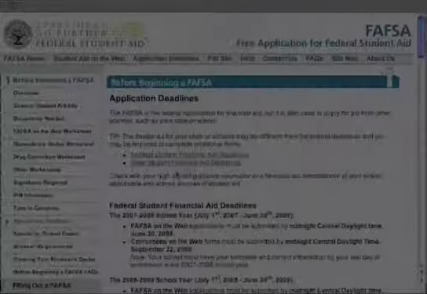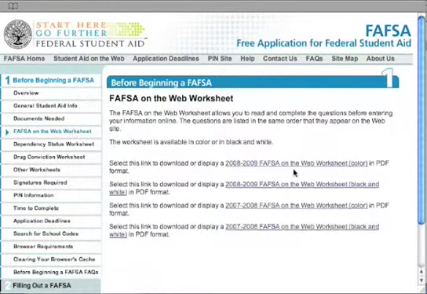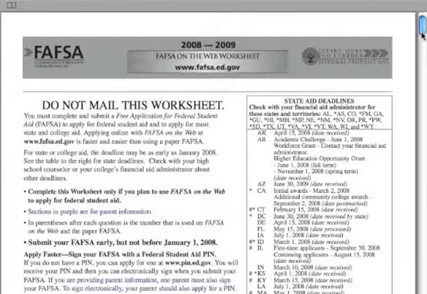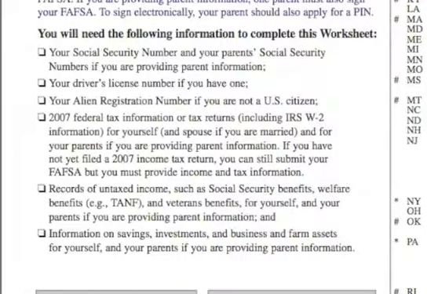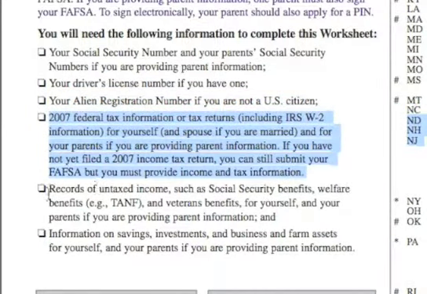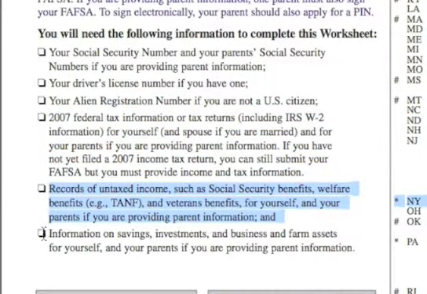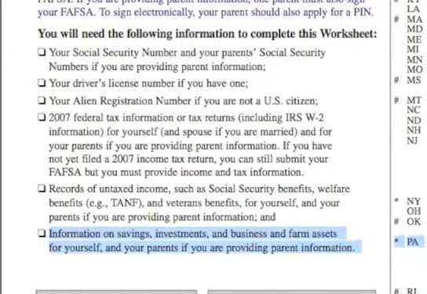So now let's go into the 2008-2009 FAFSA on the Web worksheet to use that as an example of what we need to take into consideration. You will need the following information to complete the worksheet: your Social Security number, your parents' Social Security numbers, your driver's license if you have one, your alien registration number, your 2007 federal tax information or tax returns, records of untaxed income, information on savings, investments, business, and farm assets for yourself, and if you are providing parental information, for your parents. And then you start.